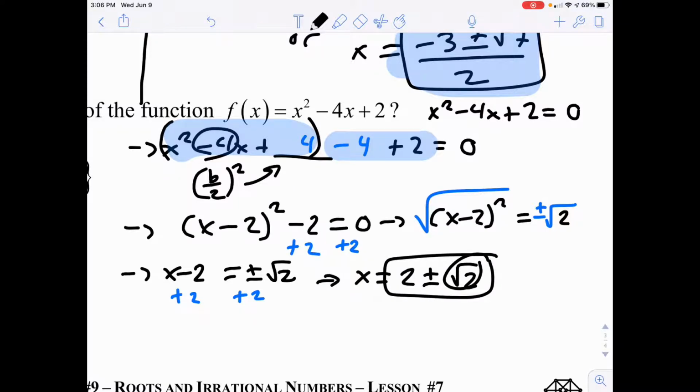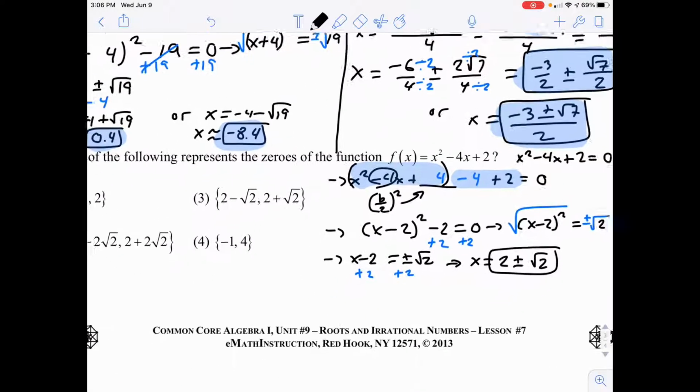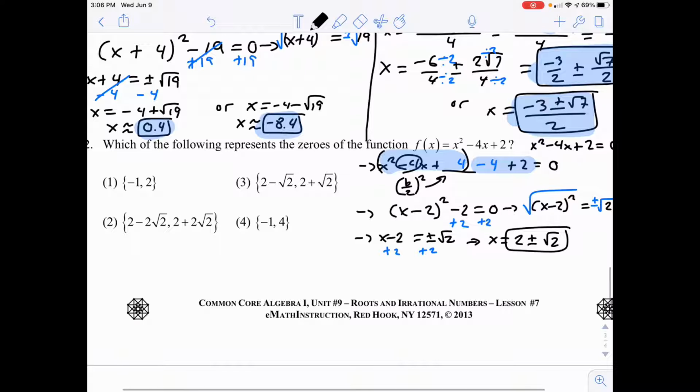So the square root of 2 is already in simplified form, so it turned out I didn't need my list of perfect squares. But I look at my possible answers. It's 2 plus the square root of 2, and 2 minus the square root of 2. That would be those two answers right there.